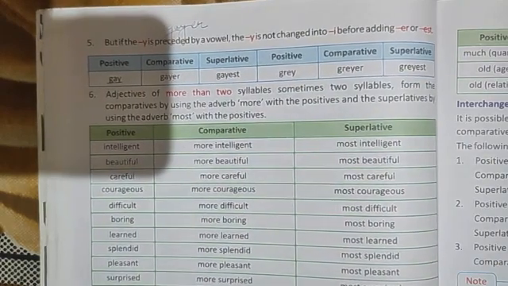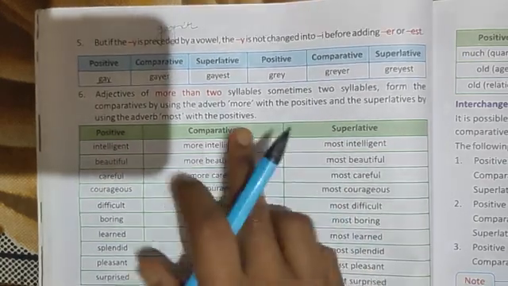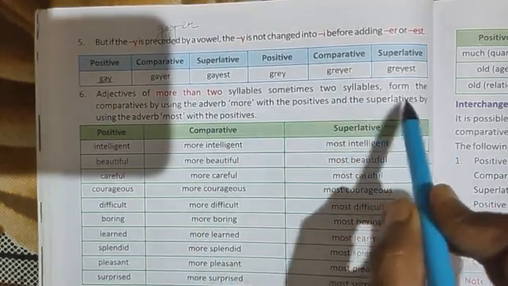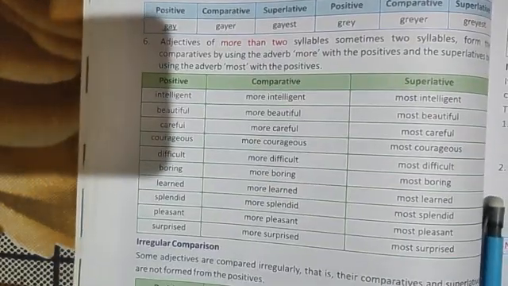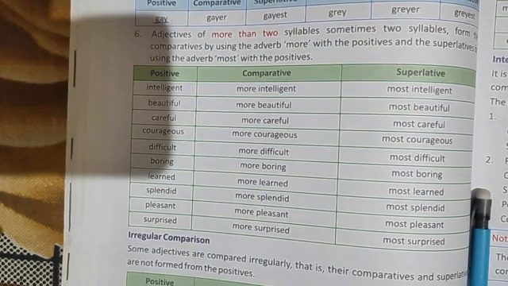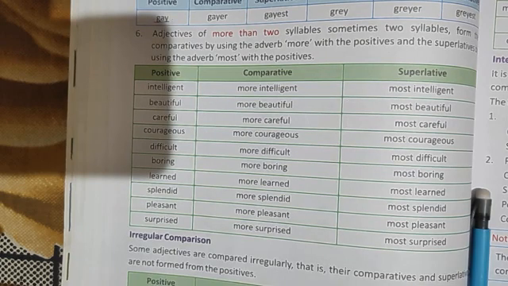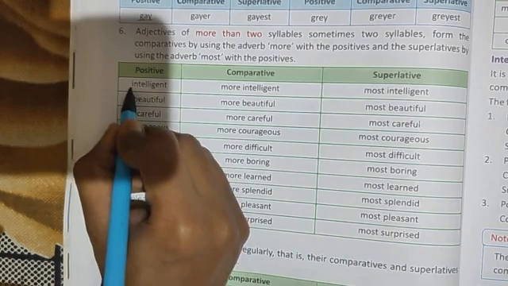Okay. Next see, adjectives of two or more syllables, sometimes two syllables, more than two syllables, form the comparatives by using the adverb more with positives and the superlatives by using most. Earlier we read that if adjectives have one or more syllables, then er, est are added. Now if your adjectives are comprised of two or more syllables, then you will be adding more and most for comparative and superlative respectively. For example, intelligent. So how many syllables do we have?